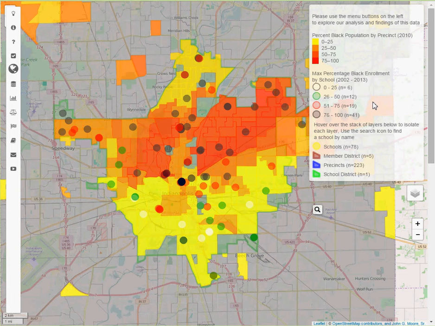When you initially come to the site, you're presented with this screen, this map basically of the IPS school district with dots representing the schools that were in the data period from 2002 to 2013. Generally speaking, schools with fewer than 3 years aren't included in this. As you see at the top of the right-hand side of the screen, it says, please use the menu buttons to the left to explore the analysis and findings of this data.